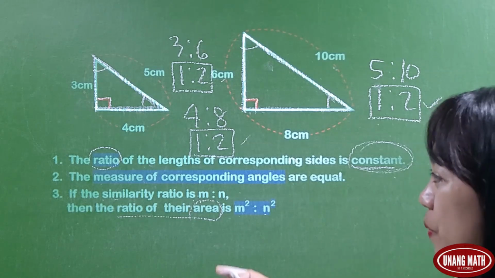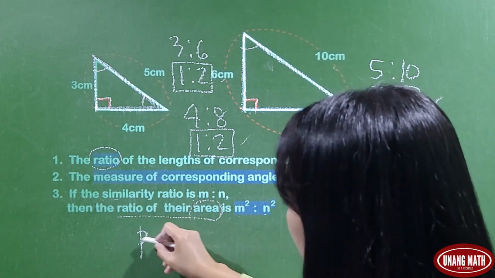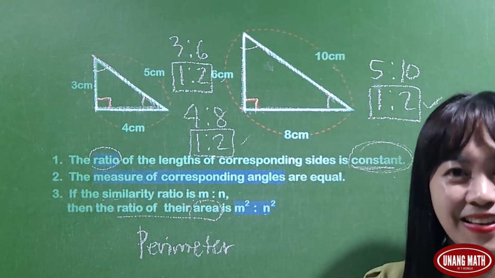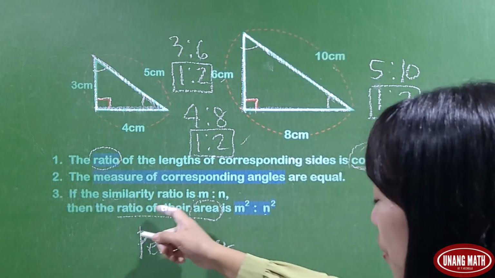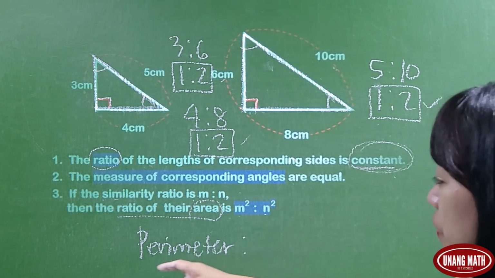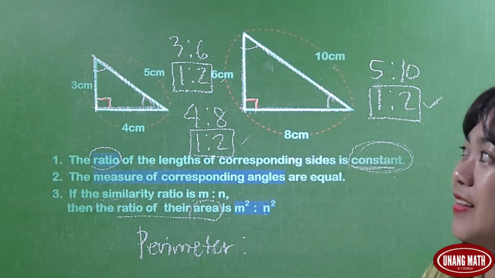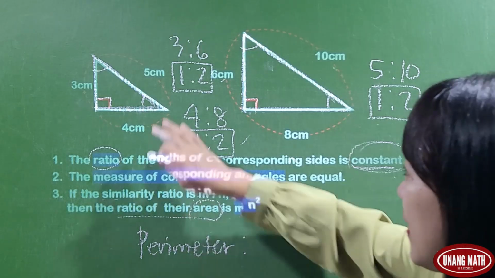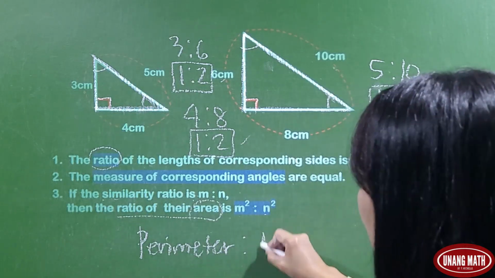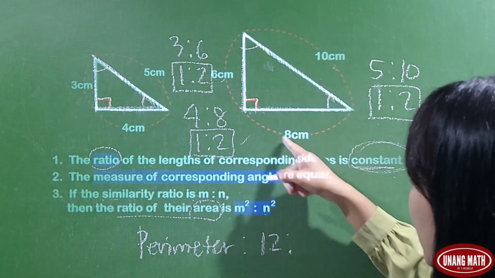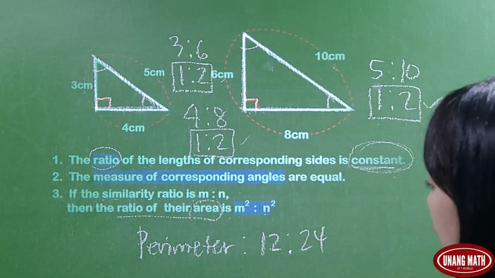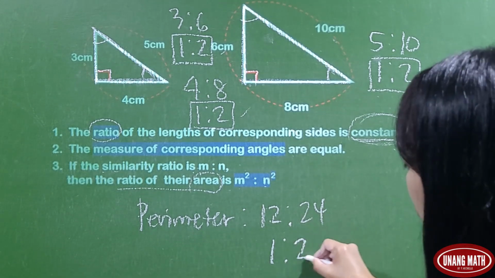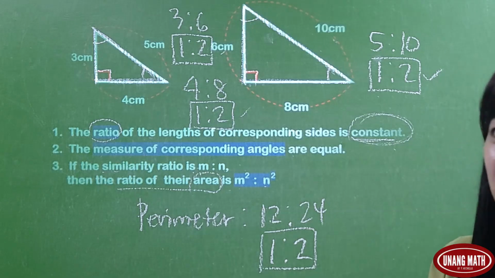Before we give an example, let me first discuss how we find the ratio of their perimeters. We all know that perimeter is the sum of the lengths of all the sides. So in here, this is 5, 4, and 3, so this is 12. What about here? 10, 8, and 6, that's 24. And if we get the simplified ratio, this is also 1 is to 2.